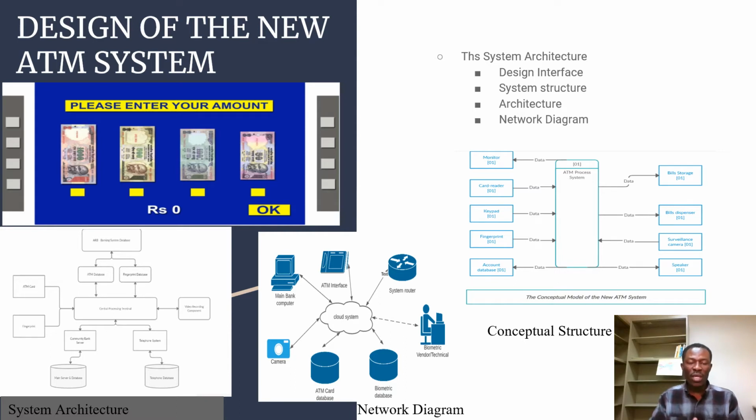So when you look at this system, you realize that cloud is being used as the central system, and all the other systems are connected. So we have the computer, the main bank's computer, we have cameras that will work as security, and then we have databases where customer informations are going to be kept, and then the biometric vendors who will be in charge of managing the biometric system.